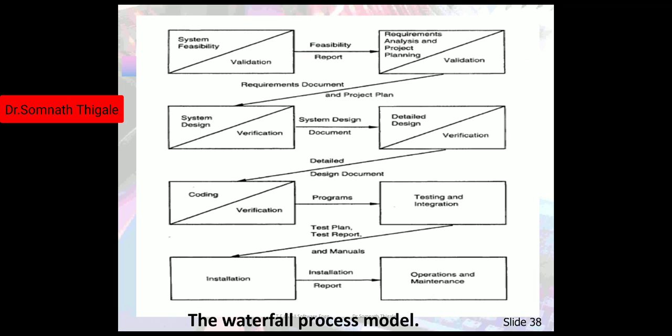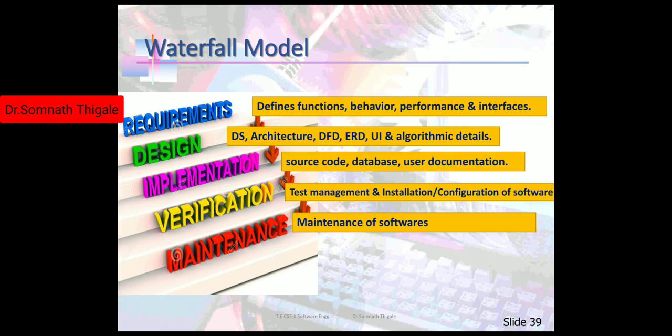So it is just like a waterfall, starting from system feasibility to analysis to designing to coding and to testing. In simplicity, I can represent it for my purpose in this pattern: requirements, that is analysis, designing, implementation, that is coding, verification, nothing but testing, and maintenance, nothing but deployment. As I rightly said, different books have different diagrams, so I have represented this as a waterfall process model.